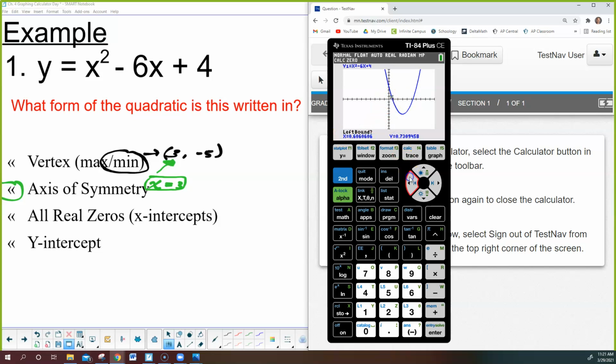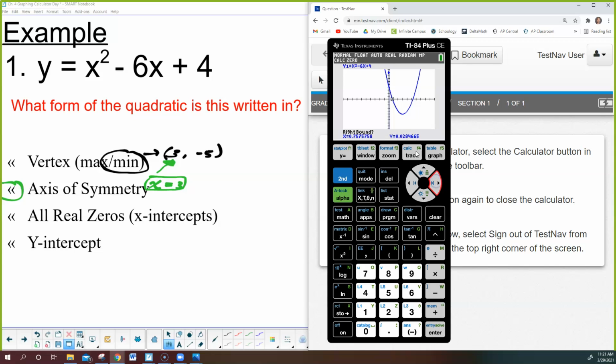So I'm going to hit the left arrow a couple of times, and you can see that my cursor is now to the left of that 0. So I'll hit enter, and you can't really see it, but you can see the dotted line there. And now it says right bound question mark.